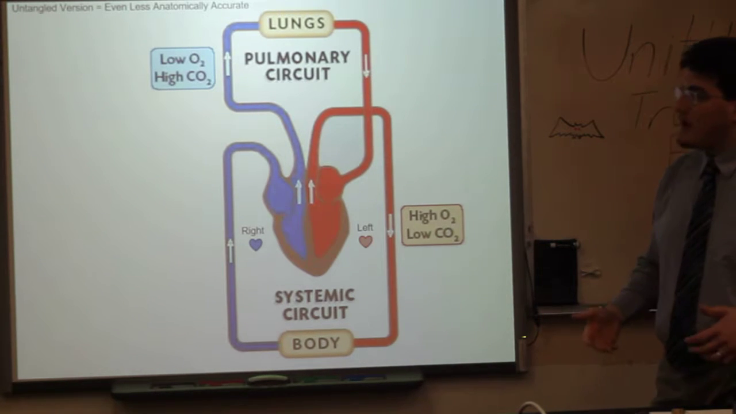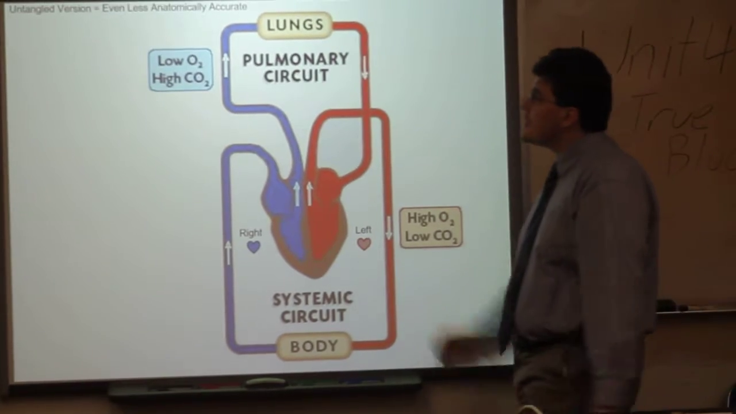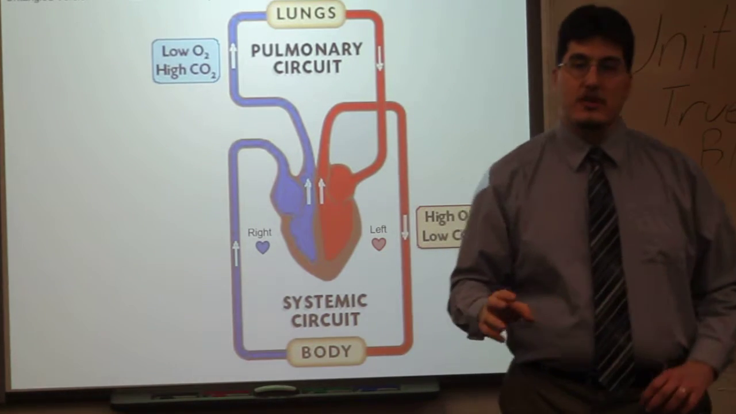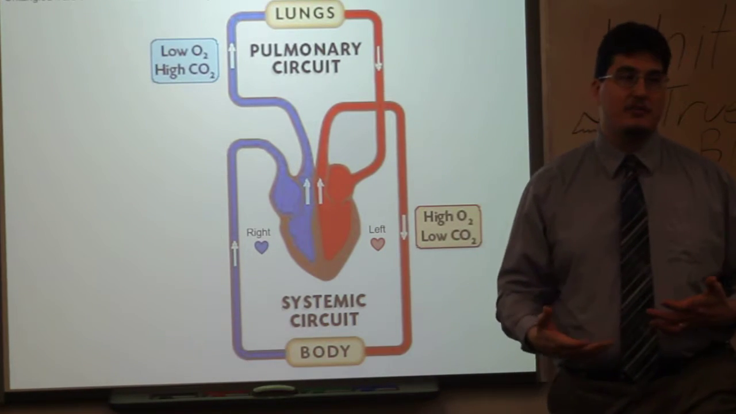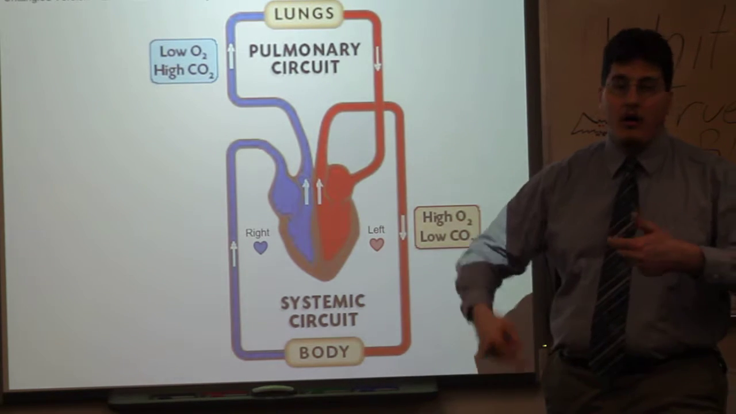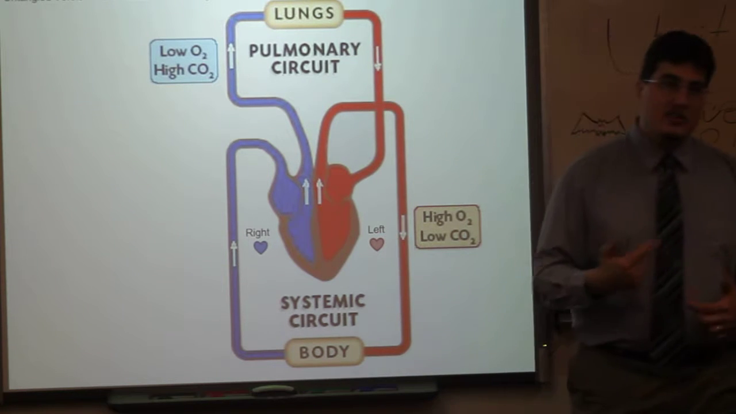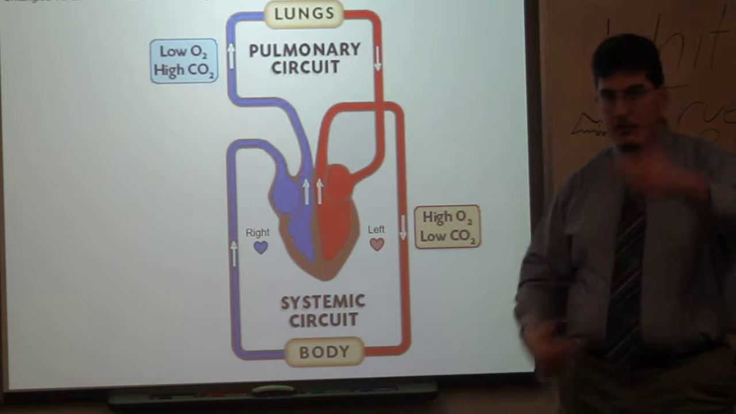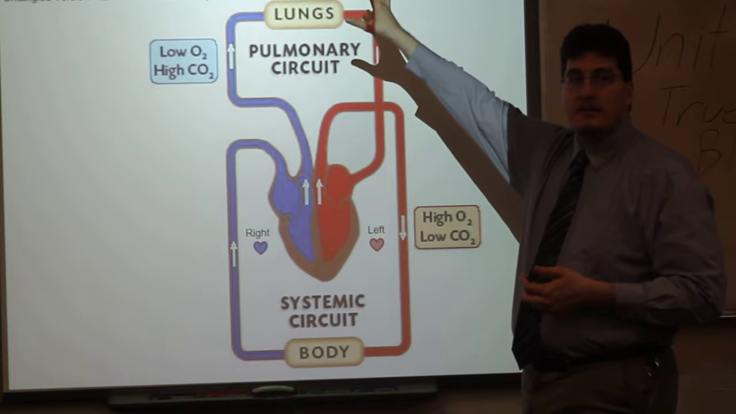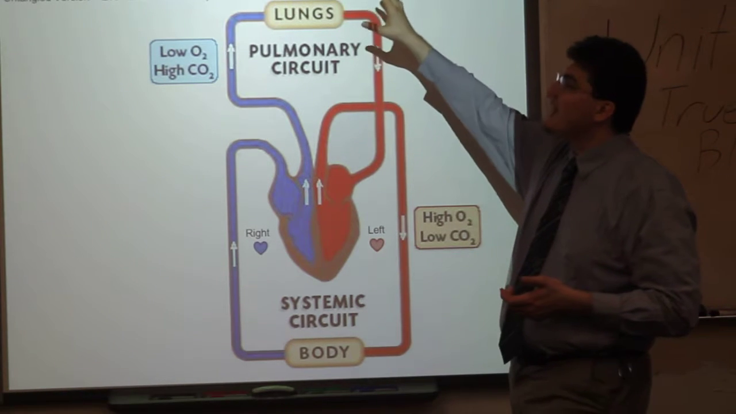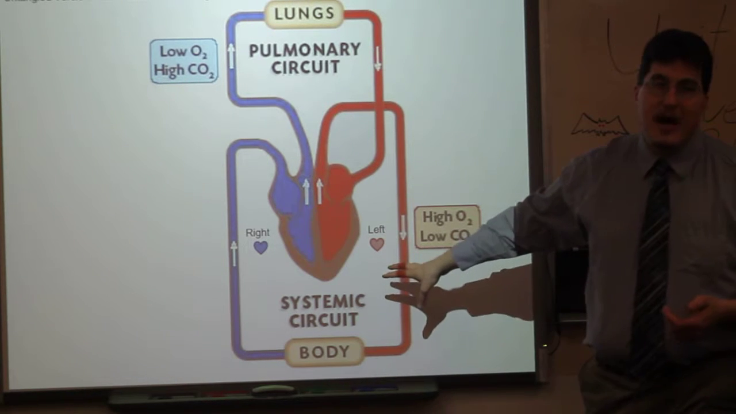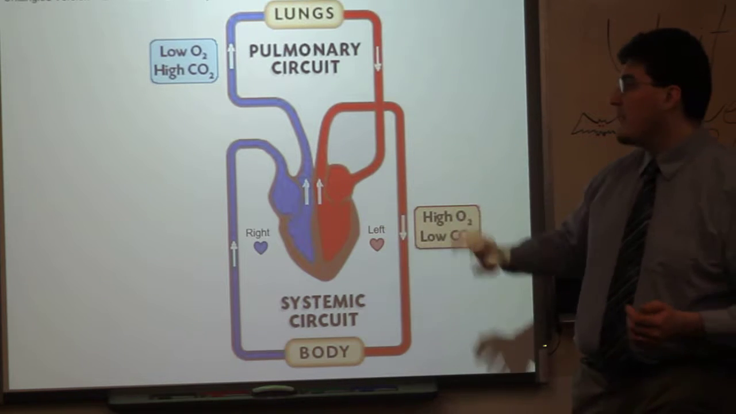Now, this is an even less anatomically correct image, showing your pulmonary circuit, showing that when you have a low oxygen concentration, you will also have a high carbon dioxide concentration. So these two things go hand in hand. Oxygen and carbon dioxide are alternating. So high oxygen will have a low carbon dioxide, and vice versa. High carbon dioxide will have a low oxygen. So oxygen is acquired in the lungs, and carbon dioxide is dropped off in the lungs. Oxygen is dropped off in the body tissues, and carbon dioxide is acquired in the body tissues and produced in the body tissues.